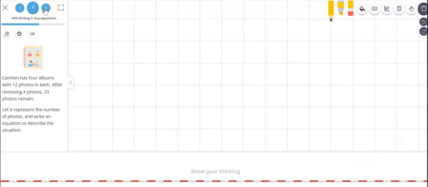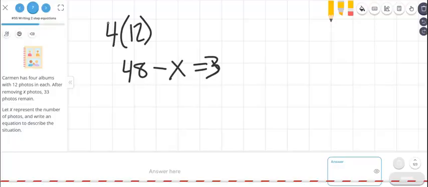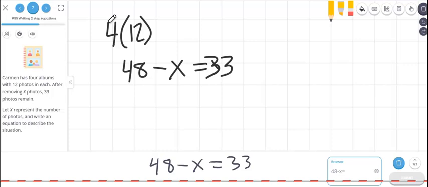Alright. Carmen has 4 albums with 12 photos in each. After removing X photos, 33 photos remain. So 4 albums with 12 each, that's 48. And after removing X, so taking away X, you end up with 33. So 48 minus X equals 33.